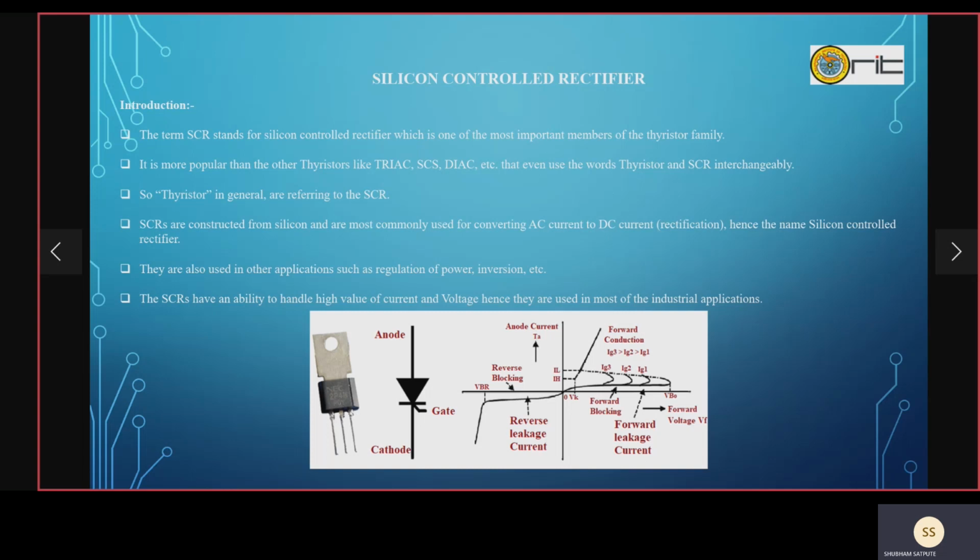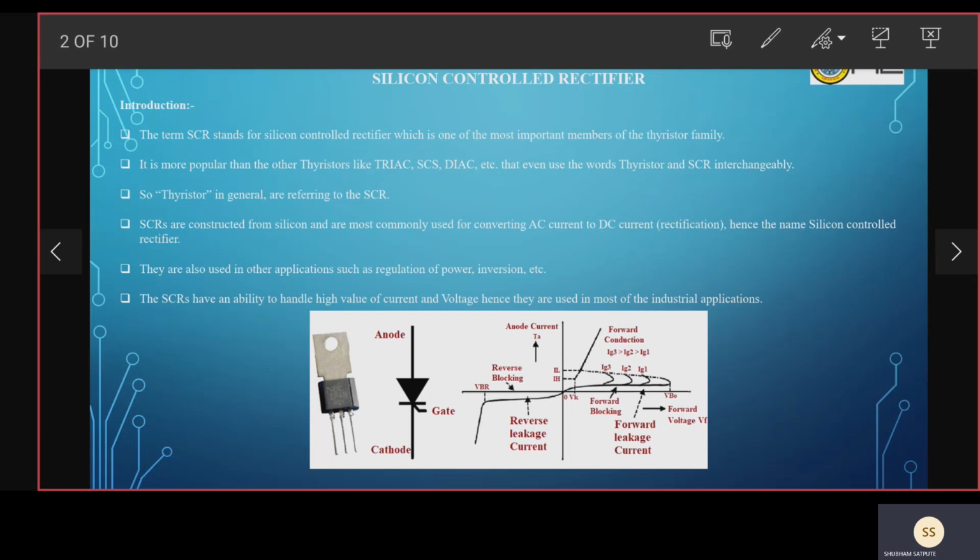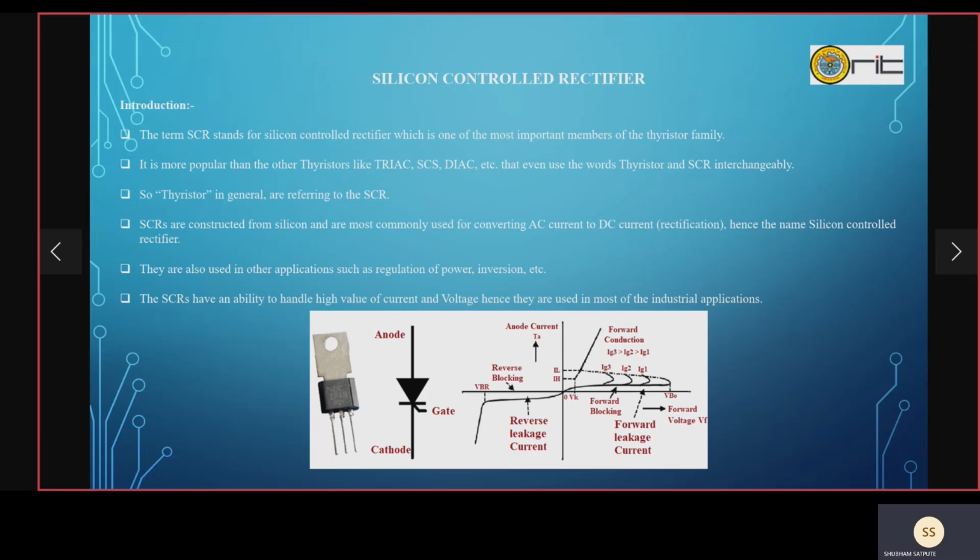The SCRs are constructed from silicon and are most commonly used for converting AC current to DC current, that is rectification. Hence, the name silicon controlled rectifier is used. They are also used in other applications such as regulation of power and inversion, etc. The SCR has the ability to handle high values of current and voltage. Hence, they are used in most industrial applications.